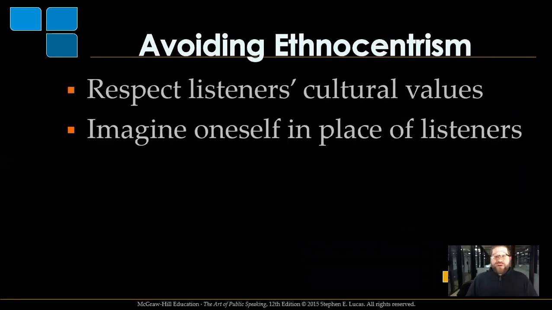How do we avoid ethnocentrism? One is to respect our listeners' cultural values. In order to respect our listeners' cultural values, you got to know your listeners' cultural values, right? You got to know if you're challenging those values or if you're reinforcing those values. And so that's why it's important to do an audience analysis so you know who your audience is. Another way to avoid ethnocentrism is imagine yourself in place of your listeners. If you were listening to your speech, how would someone from a different demographic group perceive that? And the best way to do that is to video record or audio record your speech and listen to it. And to give your speech to friends and family and have them provide you feedback.